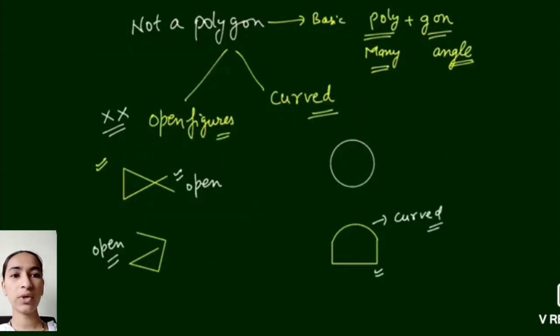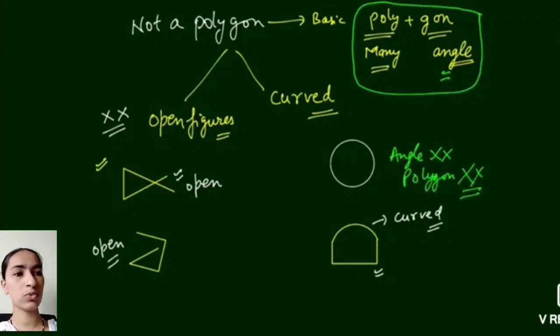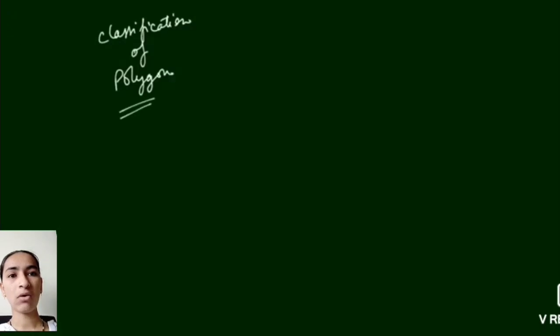See in this figure also, in the first figure, which is an open figure, angles are there, but that is not an example of a polygon. Understand the meaning of polygon? Angles are there, but in this circle, angles are not there, so it is not a polygon. If there is a closed figure, then that is a polygon. Okay, students, understand? Now classification of polygons, we will classify which are polygons and which are not polygons.